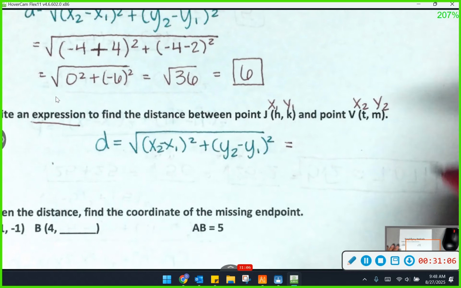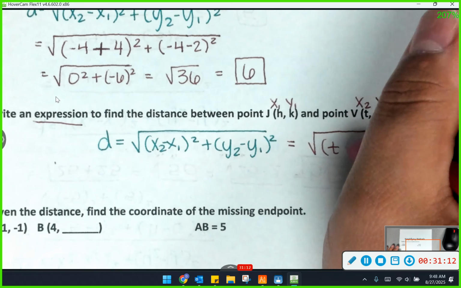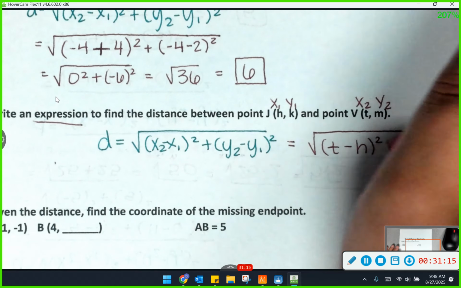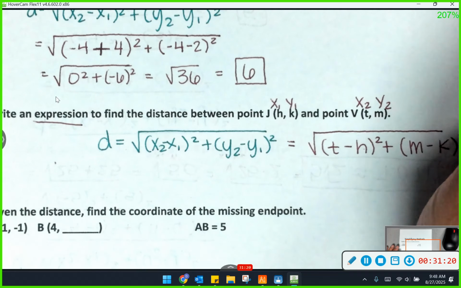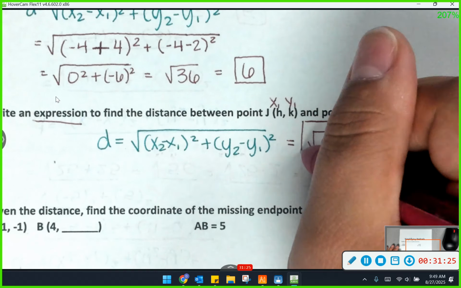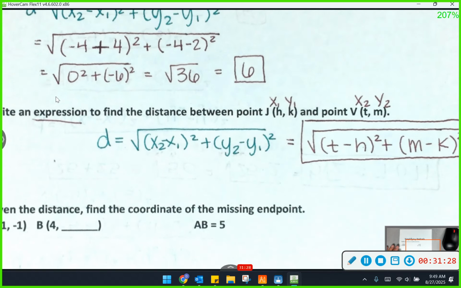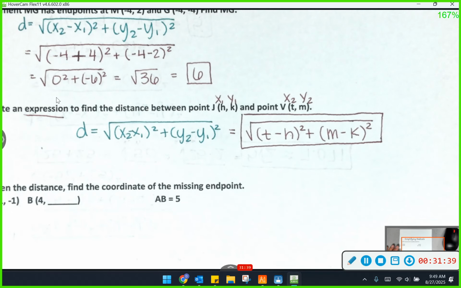And here, you're just plugging in letters. X2 is T, X1 is H, Y2 is M, Y1 is K. And you can't add and subtract letters together. That is your answer. You're done. You forgot the equal sign, so let's point out. No, because it says expression. Expression doesn't need an equal sign.